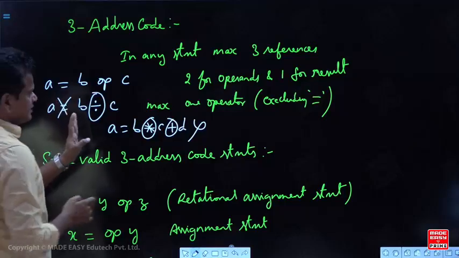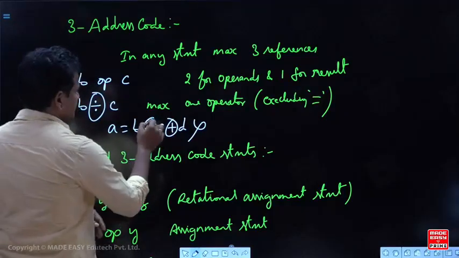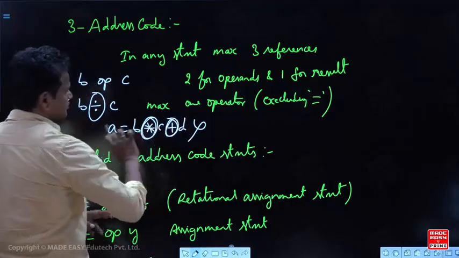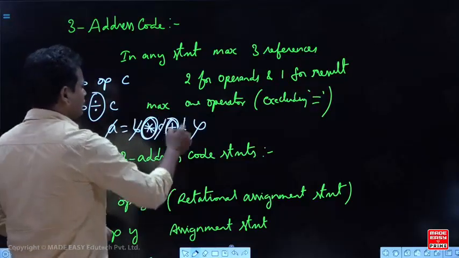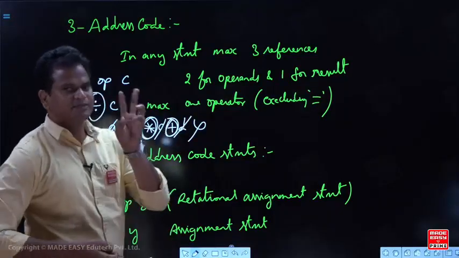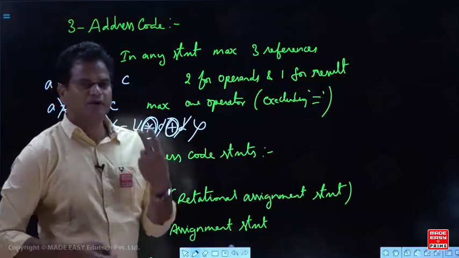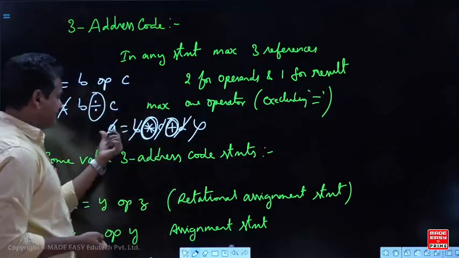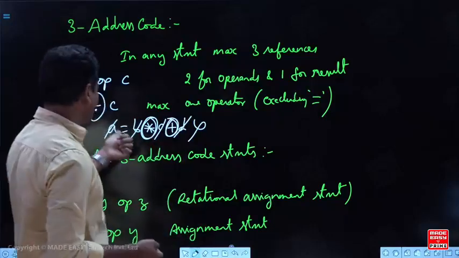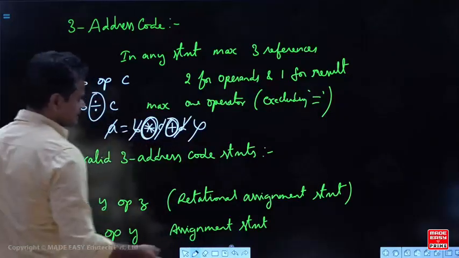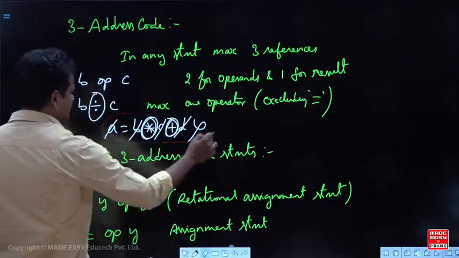You can understand this one. On the right side of assignment, here 1, 2 operators are there. It is not a three address code, and moreover 1, 2, 3, 4 operands are there. Maximum three variables only: two for operands and one for result. This I have already explained yesterday.